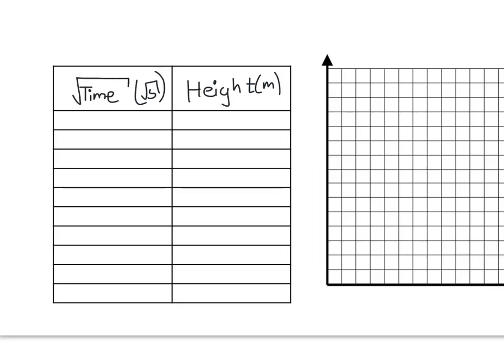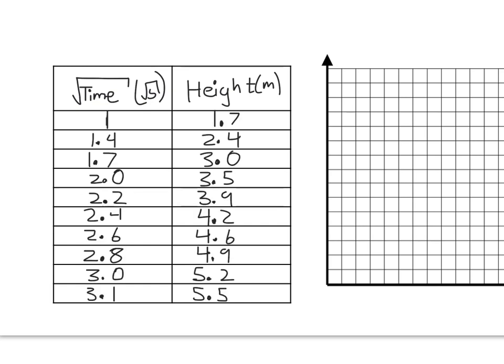So the first step is going to be to modify my data here. Instead, I'm going to have the square root of time in units of square root of seconds, by the way. And then the height's just going to stay the same. So I'm going to go ahead and do those calculations and fill in this chart with my new data that I'm going to graph. So I've modified my data. The heights are exactly the same as they were before. The times, though, I've taken the square root of each of those times from above, square root of 1, 2, 3, 4, and so on. What we're going to do now is graph this data, and we should find a linear graph.